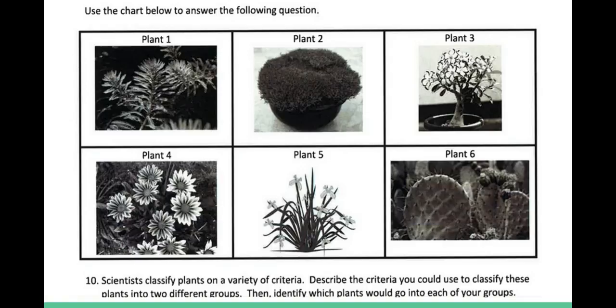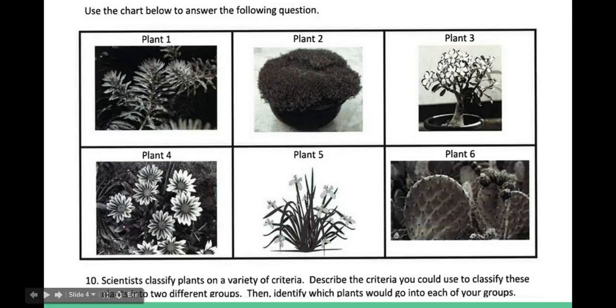This question is what you saw on your science MLQ yesterday. It had really crazy wording, but all I was asking you to do was to put plants in similar groups. Let's read the directions together. It says, scientists classify plants on a variety of criteria. Whew, that's super wordy. All that it means is scientists put plants in groups based on different ways. Now it says, describe the criteria you could use to classify, I now know that means group, these plants into 2 different groups. Then identify which plants would go into each of your groups.